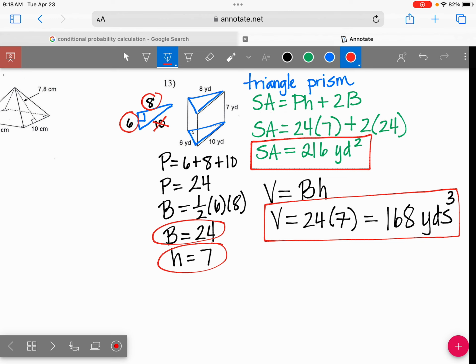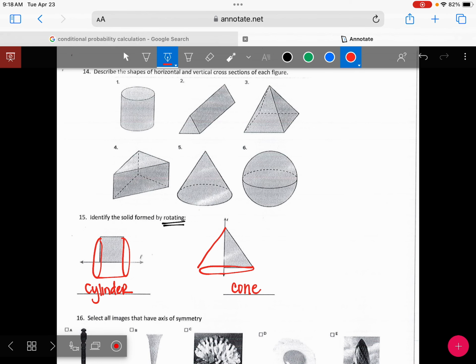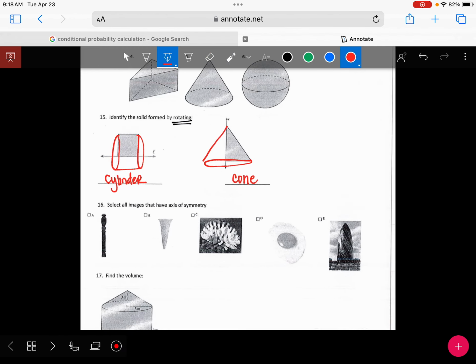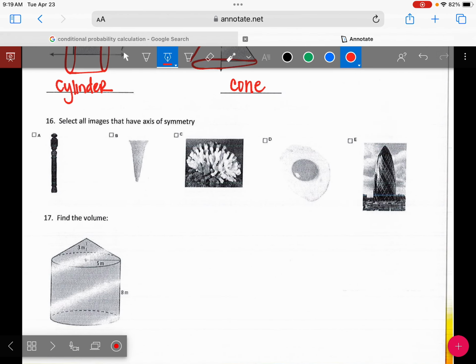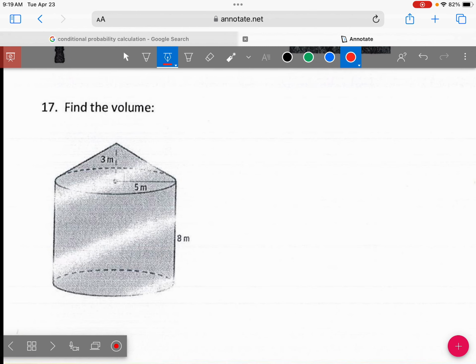All right, any questions about number 13? I'm pretty sure you have a triangular prism tomorrow on the test. The last question I'm going to go through with you is the one that's worth the most tomorrow, which is on the last page at the bottom, number 17. The reason why is because there are two shapes.